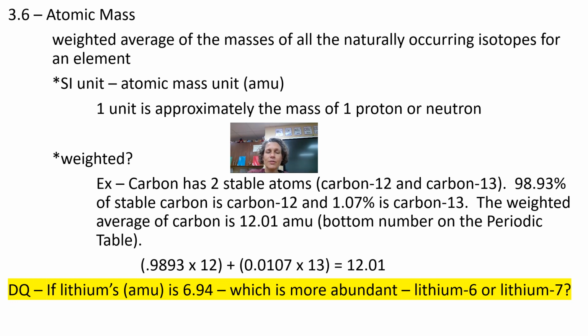Now, if I want to know the weighted average, I would take the percent as a decimal, which means I move my decimal 2 places to the left, and I would multiply it by that mass number. So I'd have 0.9893 times 12 plus 0.0107 times 13, and I'd add those 2 together. And when you do that, you get 12.01.